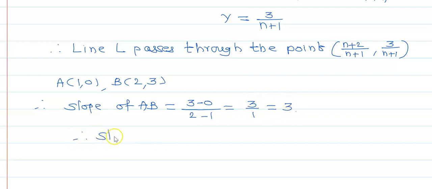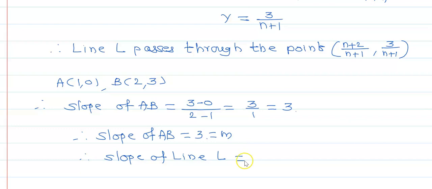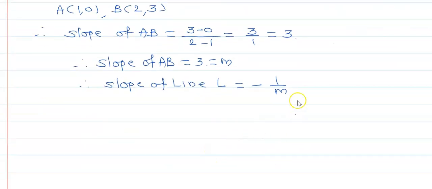Therefore slope of AB is equal to 3. Therefore that is equal to m. Therefore slope of line capital L is equal to minus 1 upon m, and that is equal to minus 1 upon 3.